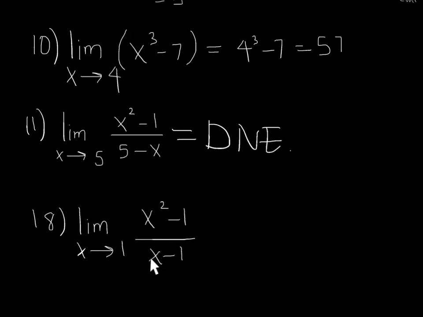Okay, let's go ahead and take a look at number 18. Now this is very similar to the last one, except for one key difference. Notice if we plug 1 into the denominator, we have 0. But if we plug 1 into the numerator, we also have 0. And that means there's some more work to be done on this limit. What you should do in this situation is try to factor the numerator.